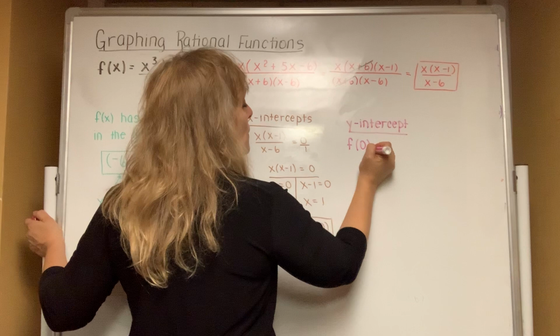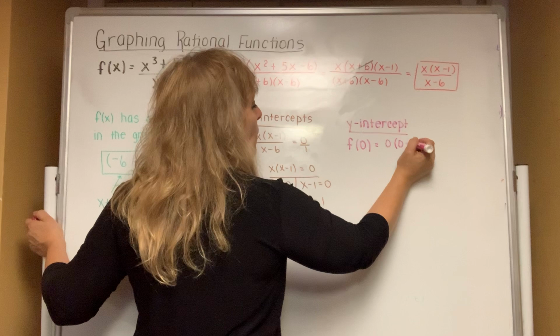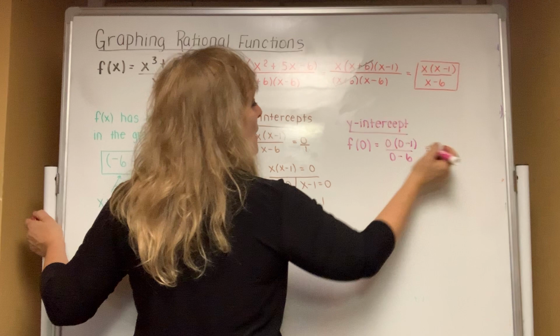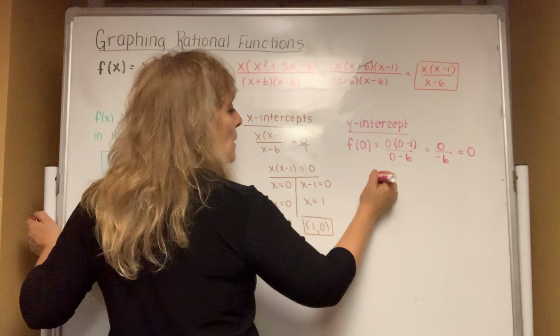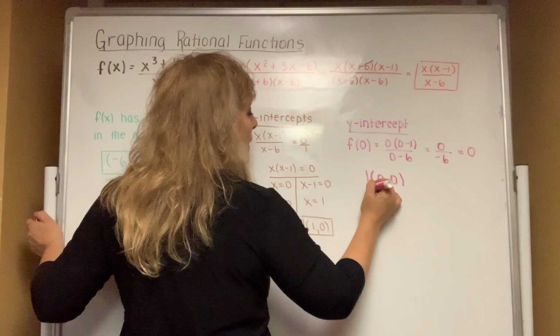So plug in a 0 in for all the x's that show up in the problem. And if you do that, you get 0 times a negative 1, which is 0, and 0 minus 6, which is negative 6, but the division gives you 0. Intercepts have to be answered as points, so when x is 0, the y value comes out to be 0. And this is the y-intercept in the problem.